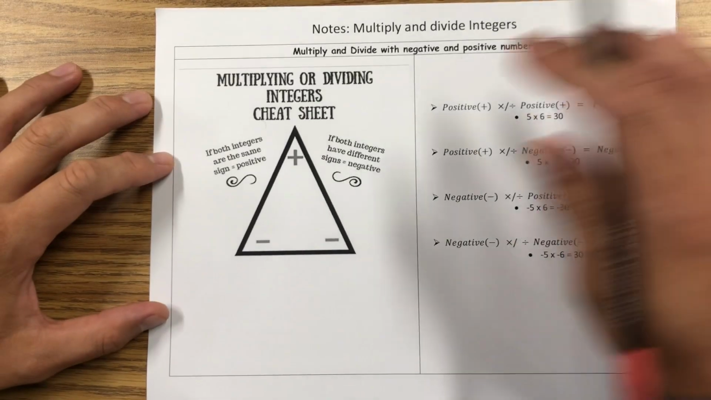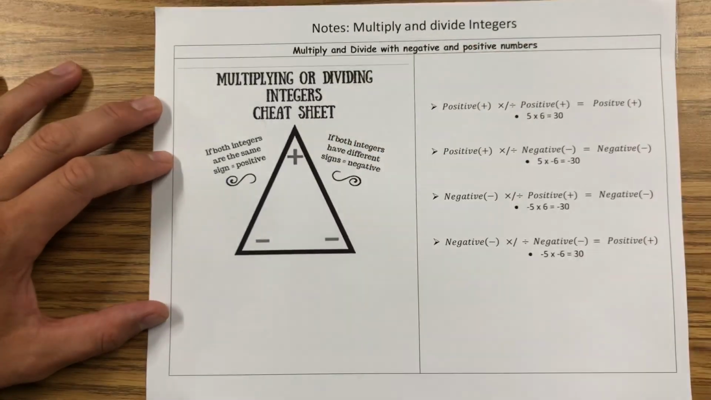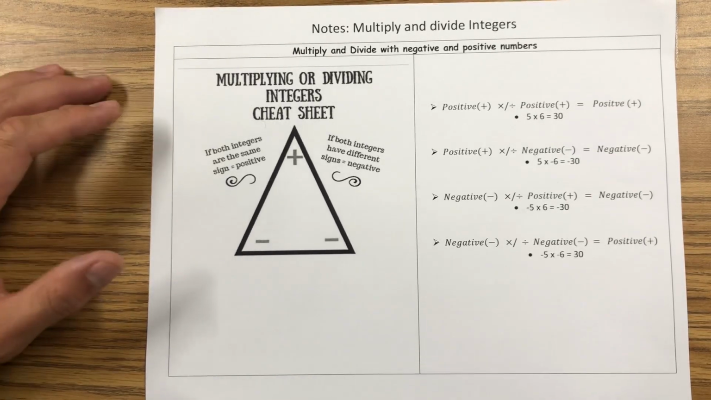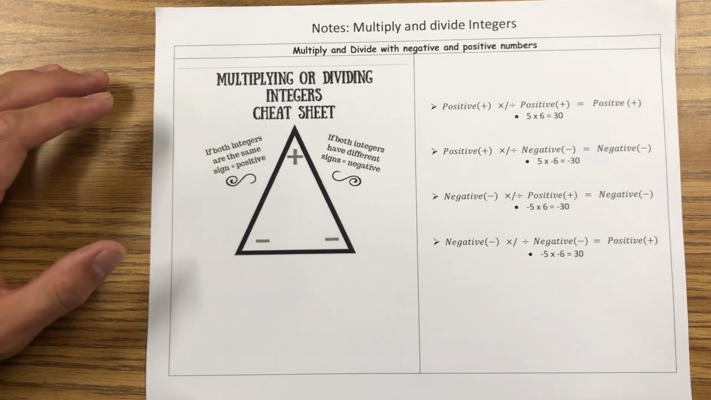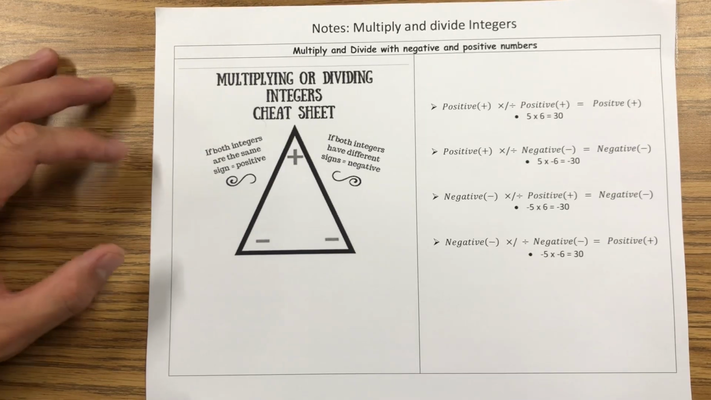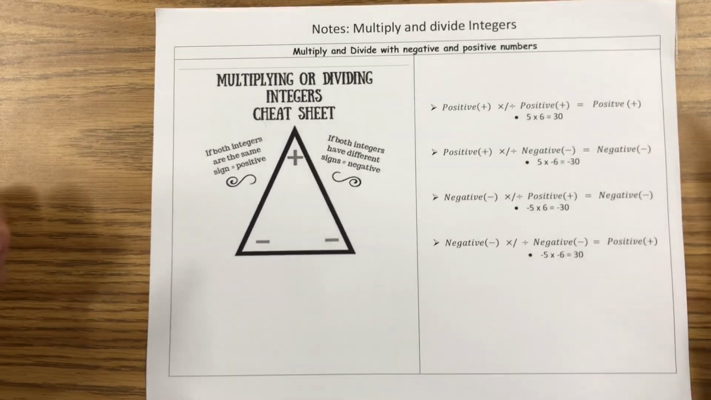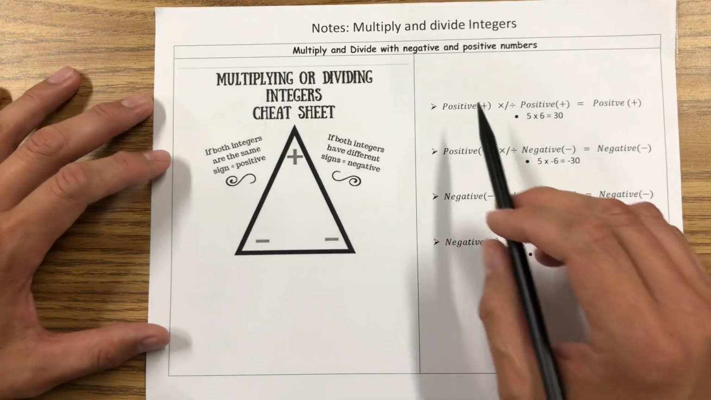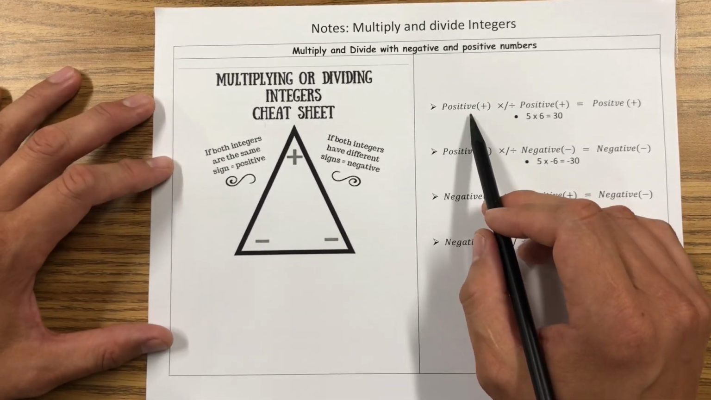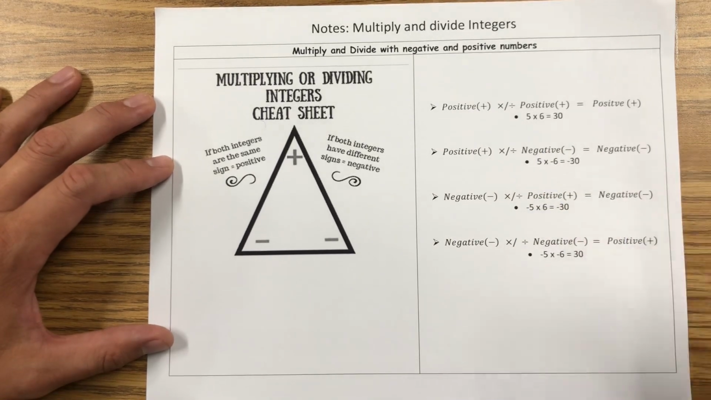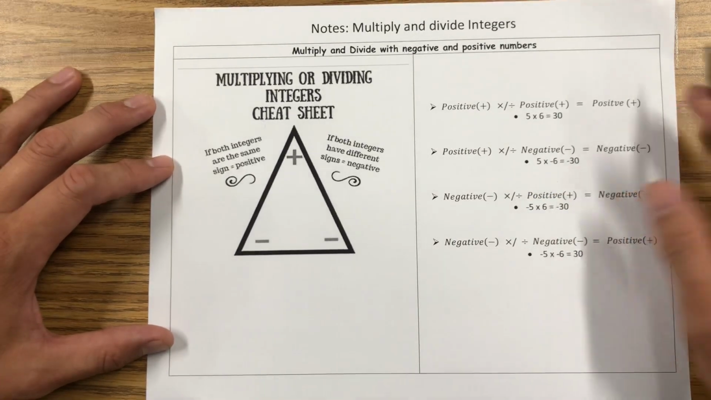Okay, now I've created a little cheat sheet here for you guys. This is to help remind you, just so it makes things easier when you're thinking about multiplying and dividing integers. Meaning that there are negative and positive numbers. So for example, we already know how to do the first part. Positive times or divided by a positive number will always be positive. You've done this before, like 5 times 6 is 30.